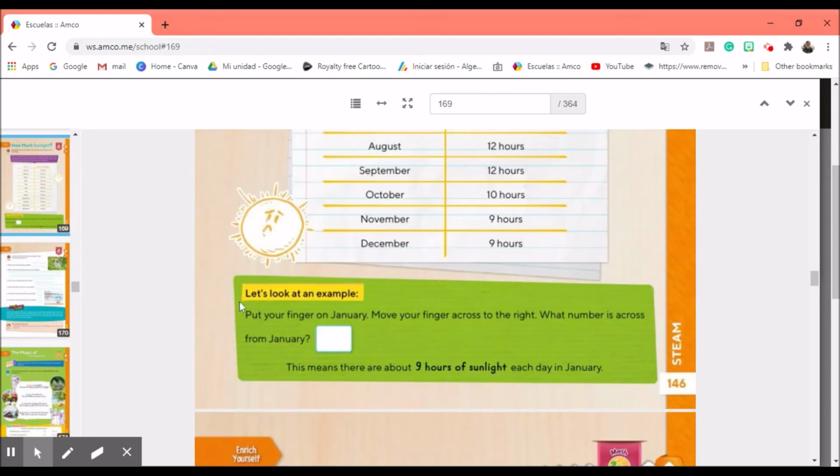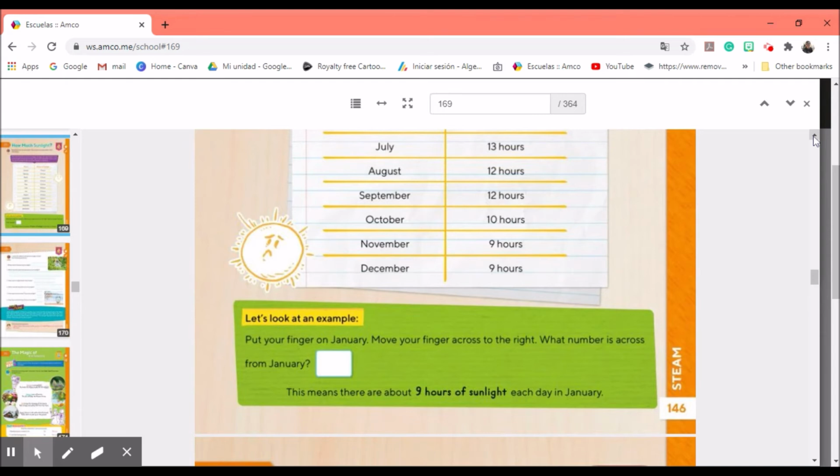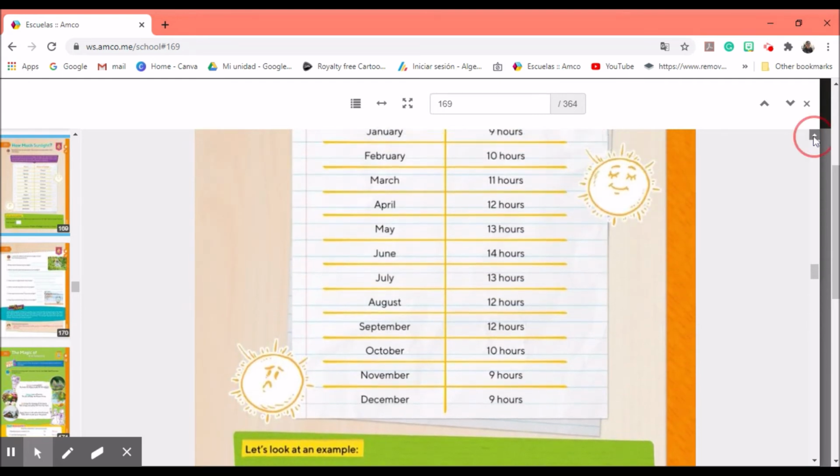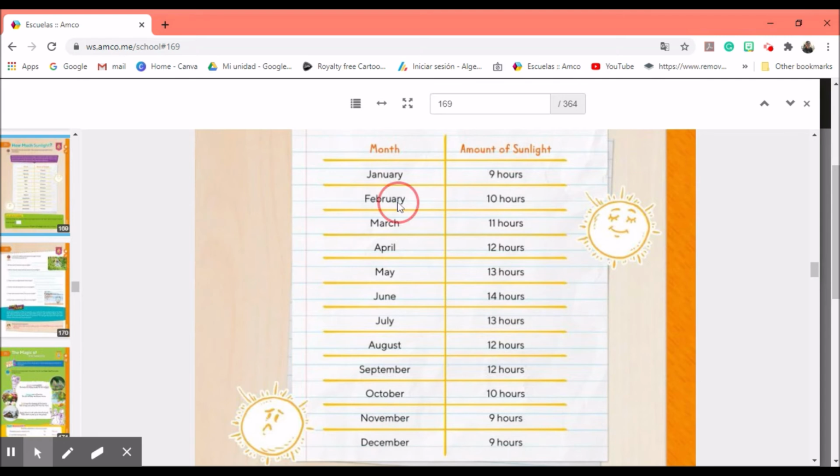Let's look at an example. Put your finger on January. Move your finger across to the right. What number is across from January? 9. This means there are 9 hours of sunlight each day in January. Remember, we have the month and the amount of sunlight per day.